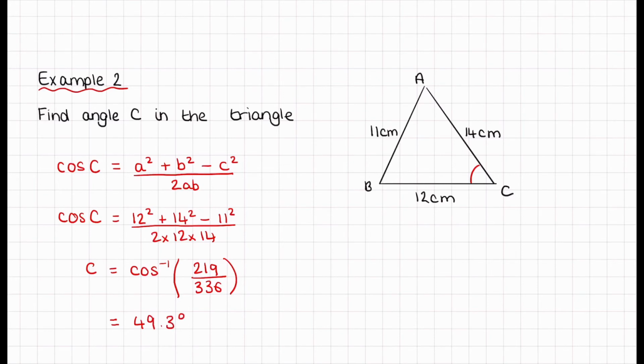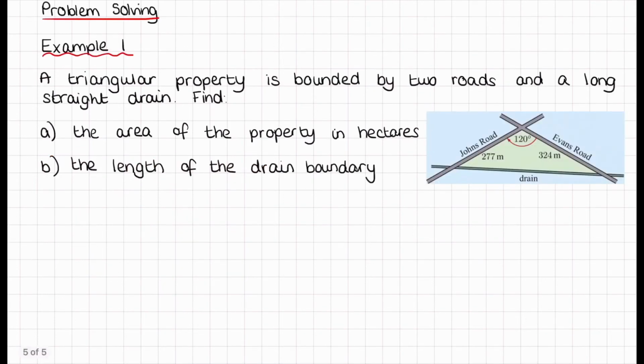So the main difficulty people have, or the main issue people get into, is that they don't put their numbers in the correct spot. Some problem solving, and then we will be done with trigonometry. In this example, we've got a triangular property bounded by 2 roads and a long straight drain. We want to find the area of the property in hectares, then the length of the drain boundary.